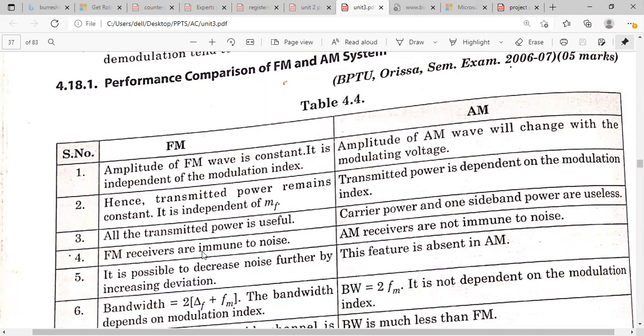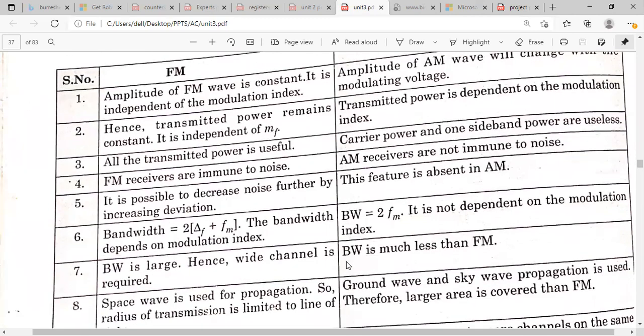Okay, and FM receivers are immune to noise, and AM receivers are not immune to noise. Okay, and here depending on the deviation, the noise will be increased or decreased in FM. So for example, it is possible to decrease the noise by increasing the frequency deviation. If we increase it, we can decrease the noise. And this feature is absent in AM.